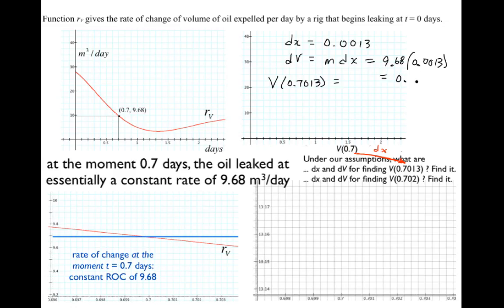0.013. Is that what it turns out to be? 126. 126 we'll go with. Okay, so now we want to know what the final volume is after this change in time. How do we find the final value of volume after this change in time? Where's Dylan Jacob? Dylan, where are you? Oh, right in front there, okay? So what principle are we going to use to find this final volume?